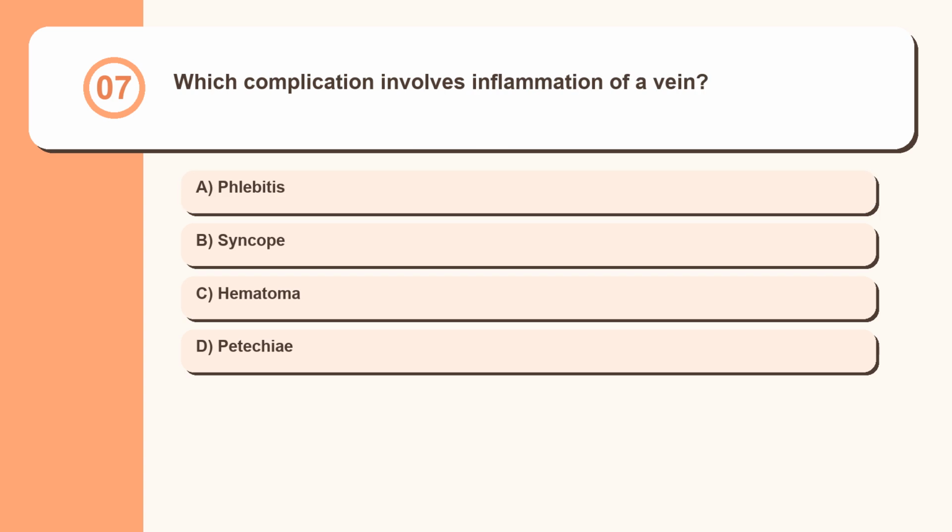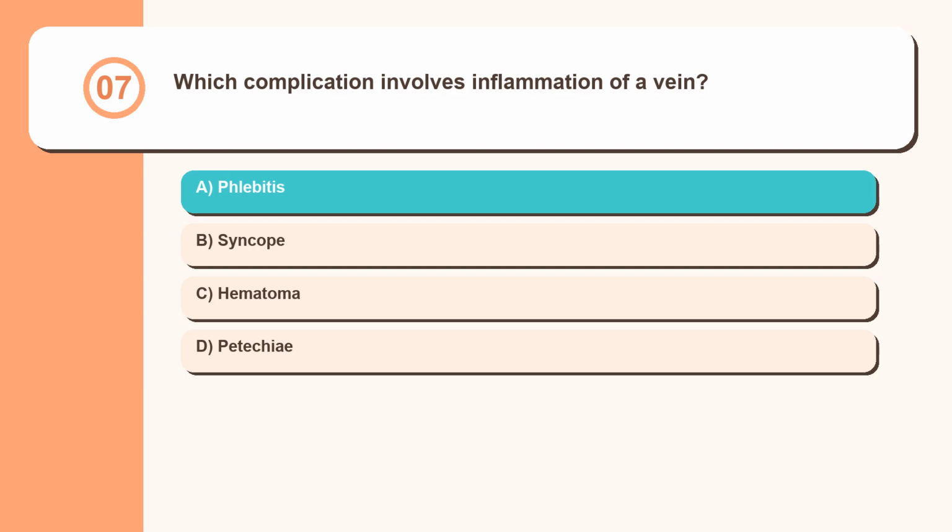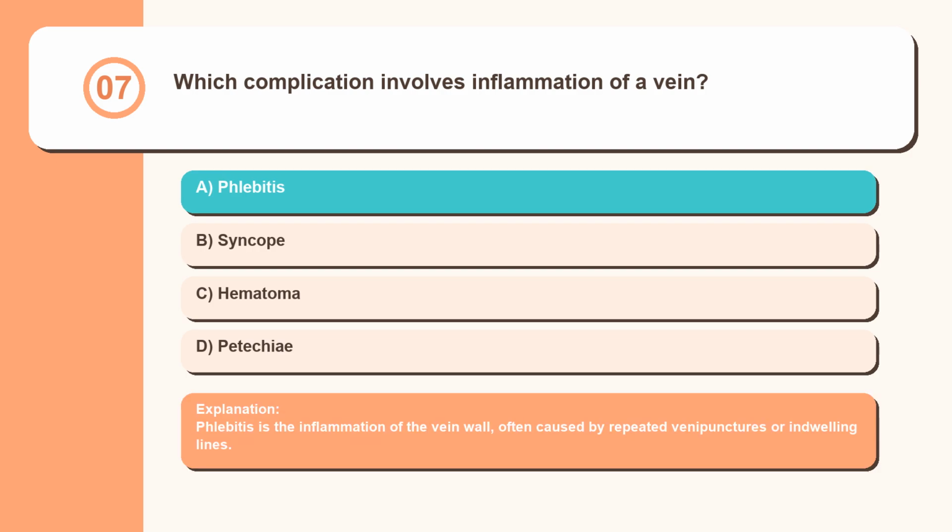Question 7. Which complication involves inflammation of a vein? Phlebitis, syncope, hematoma, petechiae. Phlebitis is the inflammation of the vein wall, often caused by repeated venipunctures or indwelling lines.